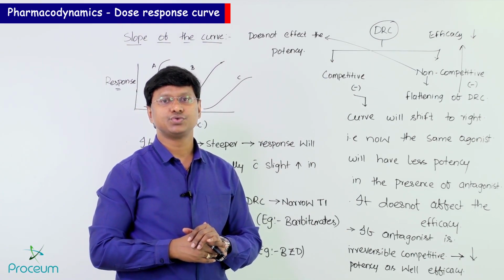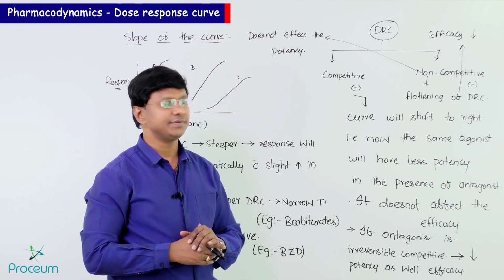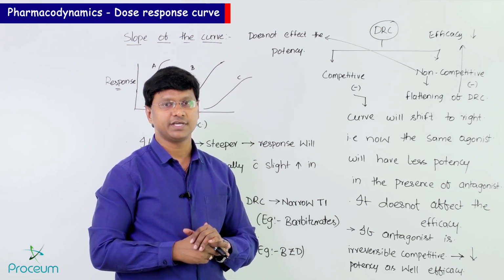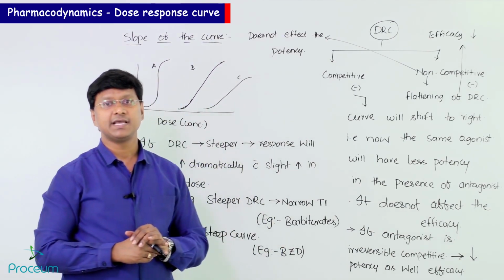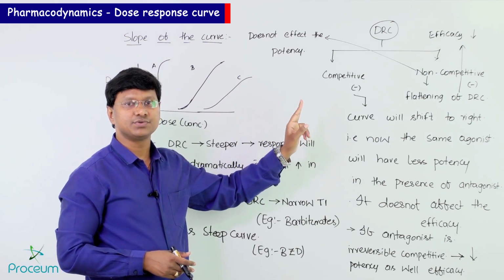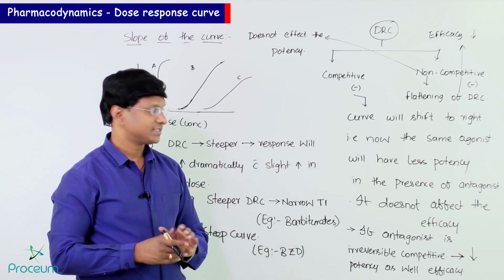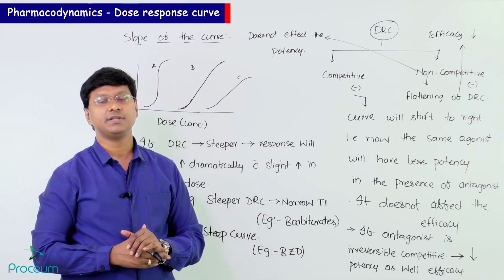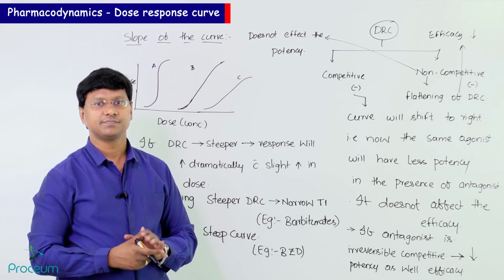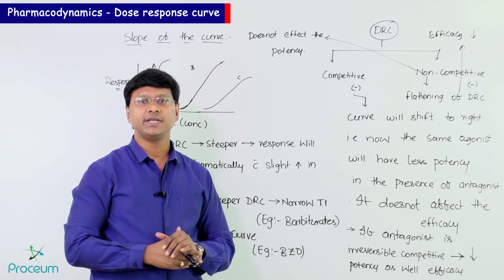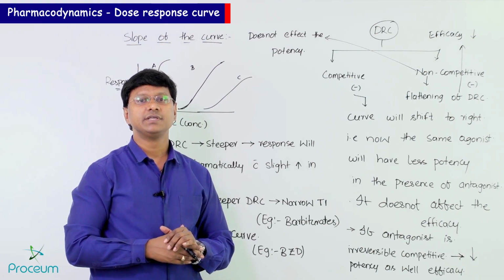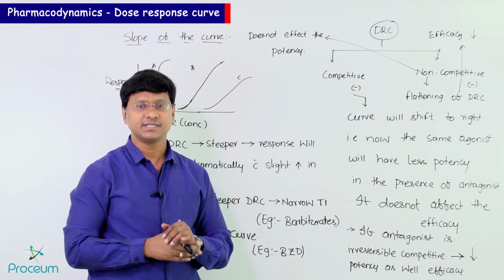The dose response curve can also be utilized to know whether a drug is a competitive or non-competitive inhibitor. In case of the competitive inhibitor, the curve will shift to right, that is, the same agonist will have less potency in the presence of antagonist, and it does not affect the efficacy of the drug. Next, in case of the non-competitive inhibitor, there will be flattening of the dose response curve, that is, the efficacy decreases. Remember, it usually does not affect the potency. If the antagonist is irreversible competitive, there will be decrease in potency as well as efficacy.